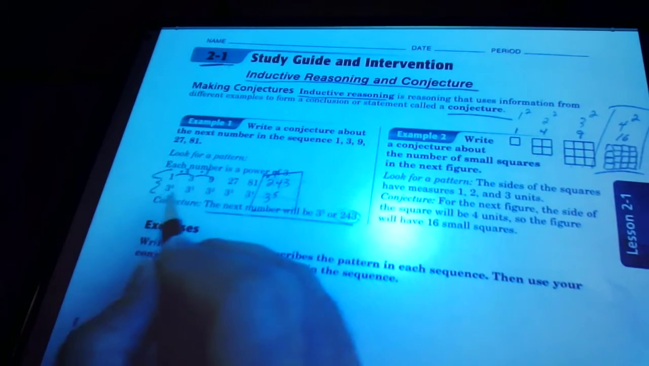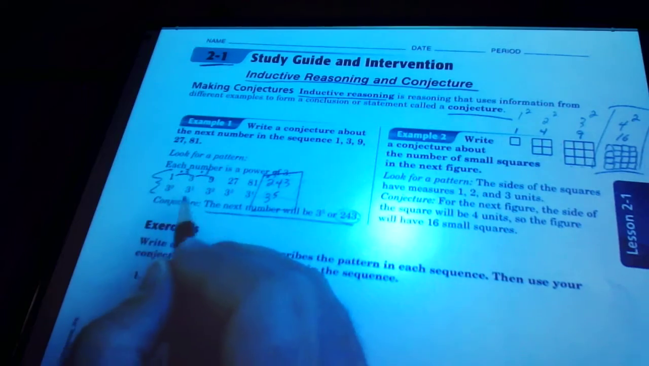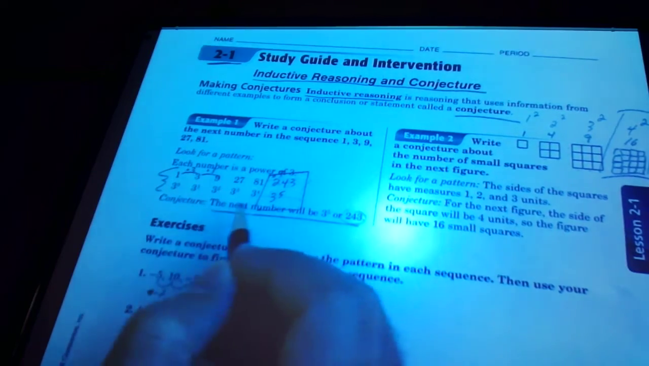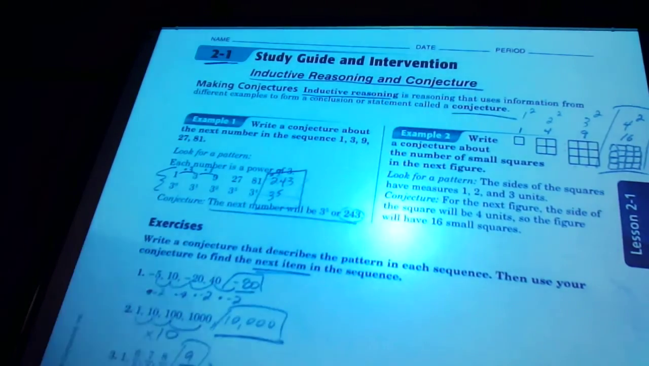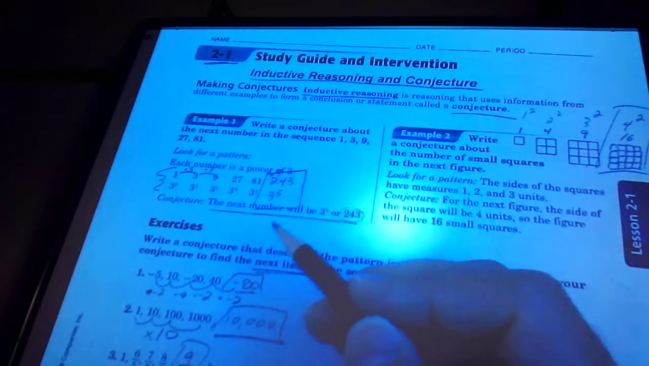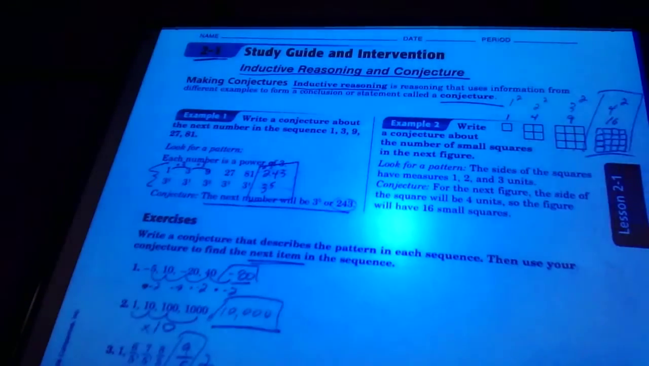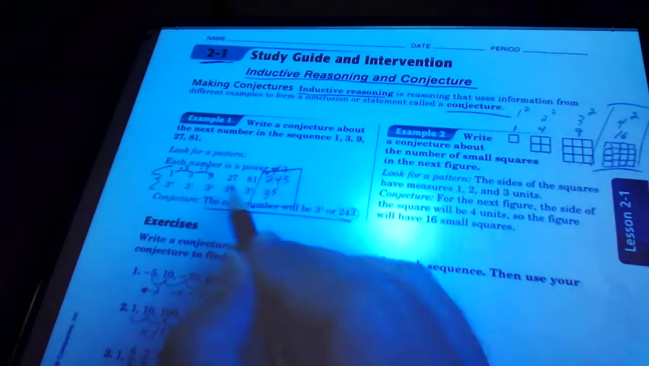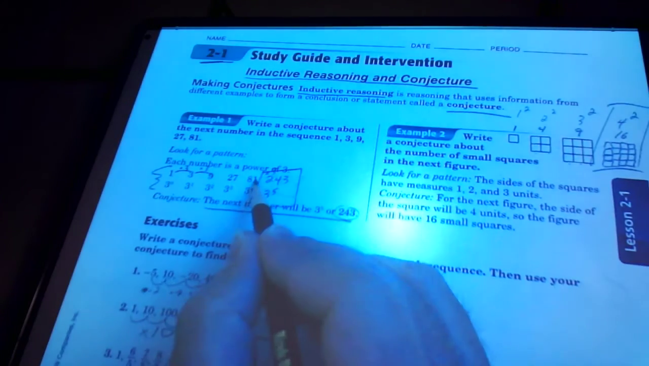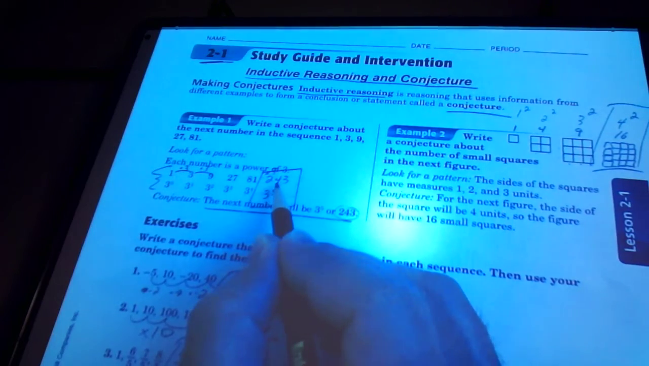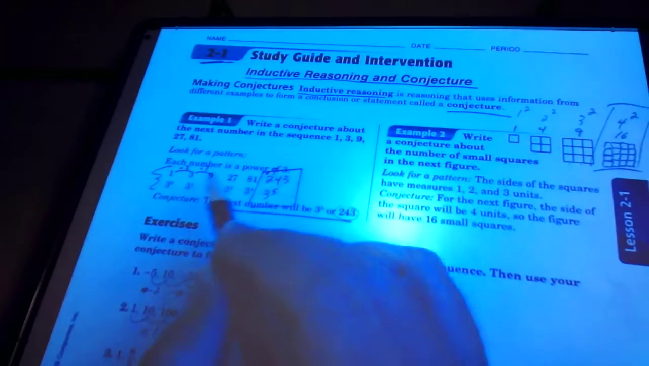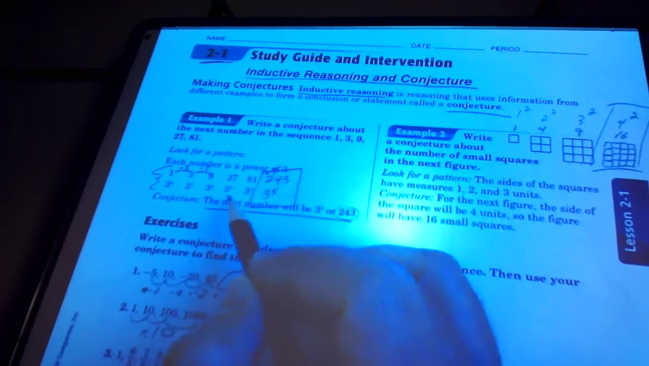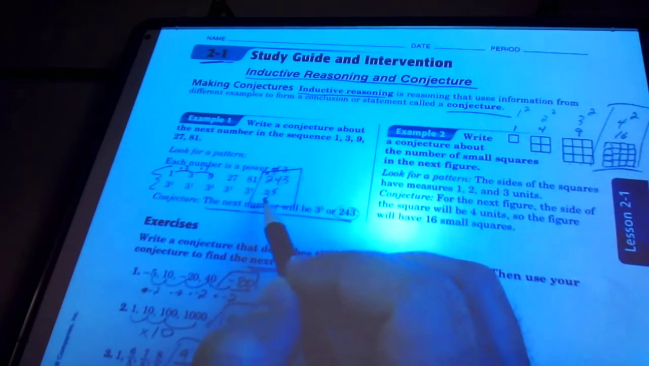Same thing down here with bases and exponents. You've got 3 to the 0, 3 to the first, 3 to the second, and you can tell the exponent is going up by 1. To make a conjecture, we ask, what's the next data point going to be? If I'm multiplying this top row by 3, I can do 81 times 3 and get my next value, which is 243. Same thing with my bases and exponents. I know the next base and exponent would be 3 to the 5th.